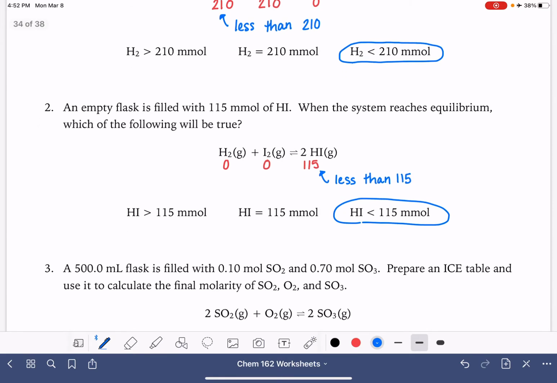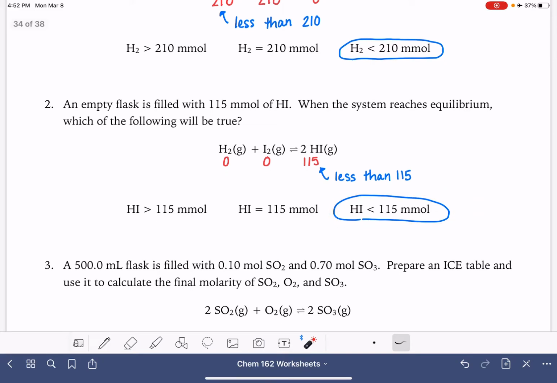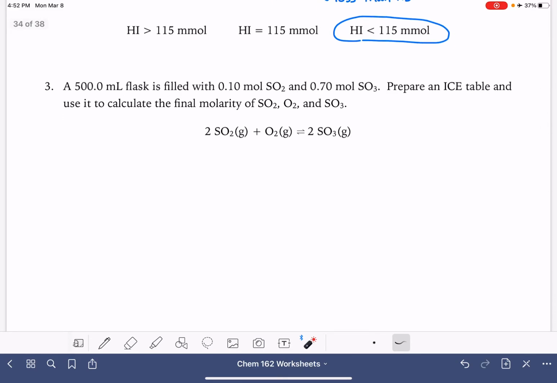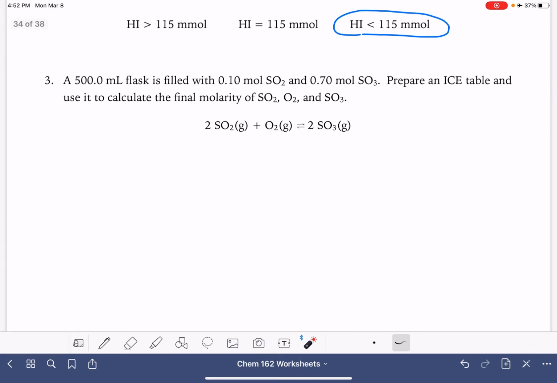Now we are able to actually calculate the amount that we have of each substance in equilibrium. As long as we know the equilibrium constant, we can be a little bit more specific than just saying less than 115 millimoles. We're going to practice that on this next problem. This problem is telling us that we have SO2 and O2 in equilibrium with SO3, and we are starting with 0.1 moles of SO2 and 0.7 moles of SO3. We want to calculate the final molarity of all three of these substances. So it's not asking us to make a prediction, it's asking us to actually calculate it.